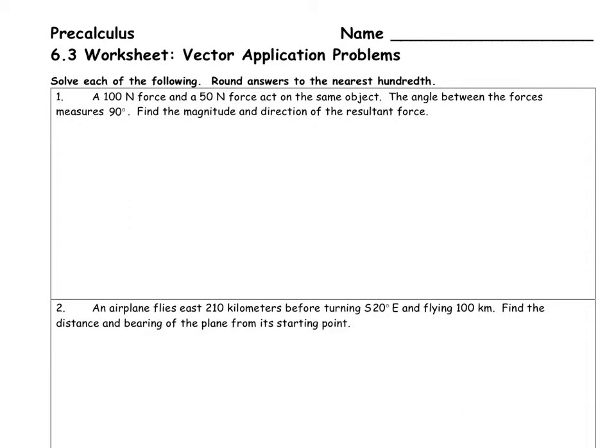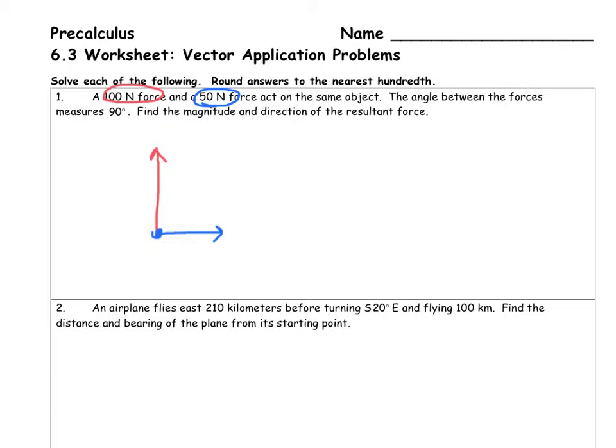All right, so let's look at the application here. A 100 Newton force and a 50 Newton force. So 100 Newton force, and it does say that they are perpendicular. So I am going to assume for the moment that these forces are going to be on the origin here. That's not a bad assumption because we have no other data. All right, act on the same object.